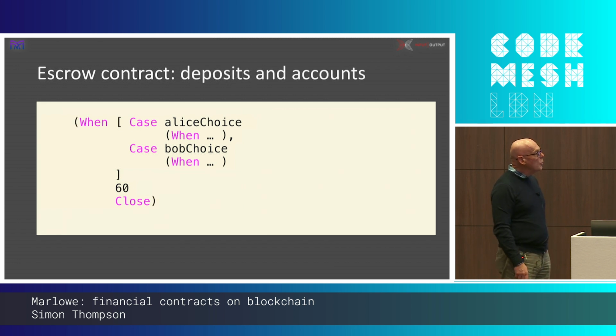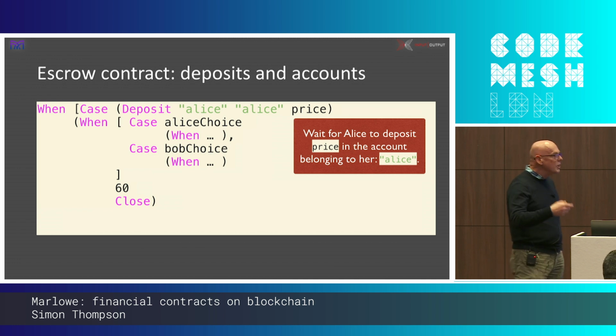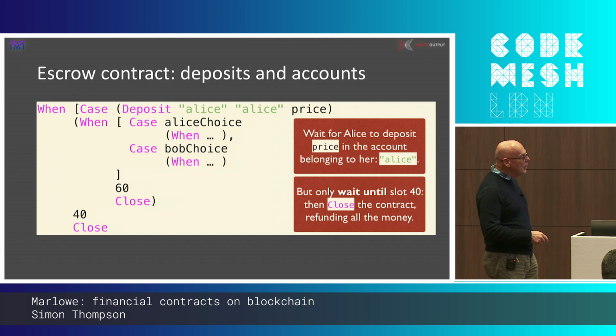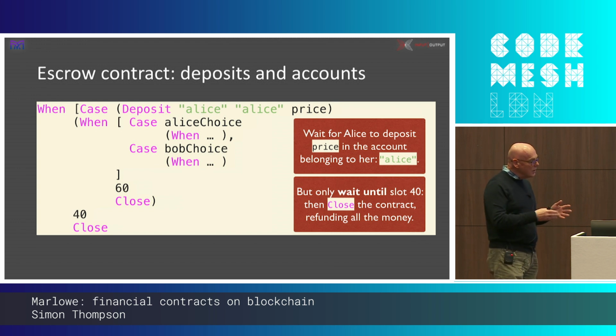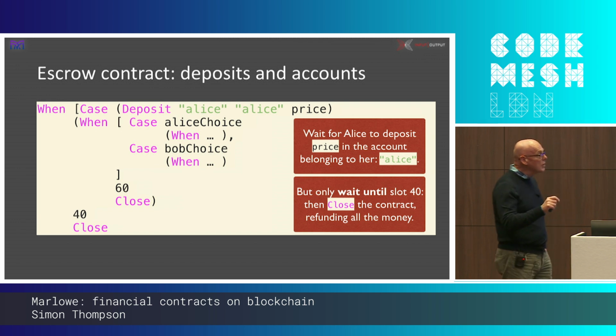And for commitments, we do a similar thing. So we say, we wait for Alice to make a deposit into her account. But again, we can't force Alice to do it, so what we have to do is wait for her. We wait up to slot time 40, if you like, and then we close the contract. So again, we have a very simple core language here. All we're doing is saying, when we're waiting for something, we only wait a finite amount of time, and we have a remedial action to take.